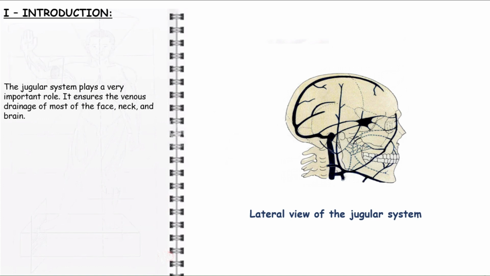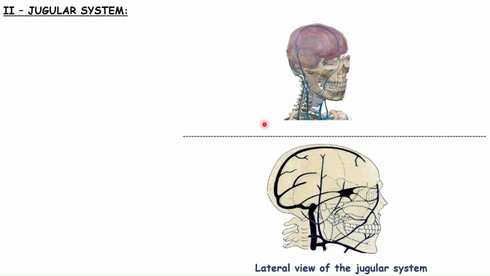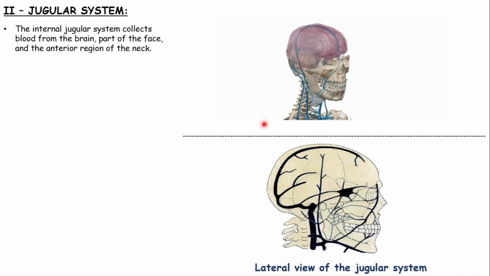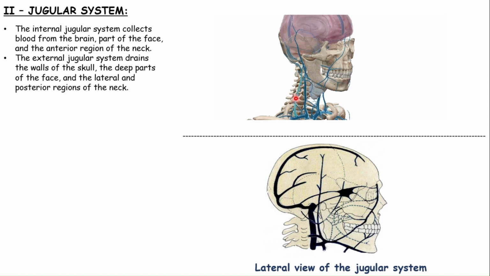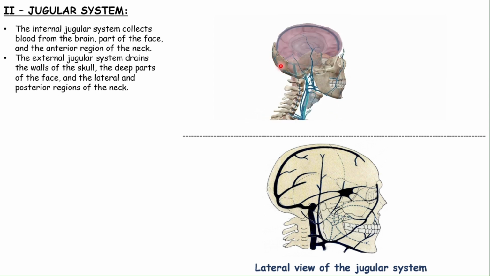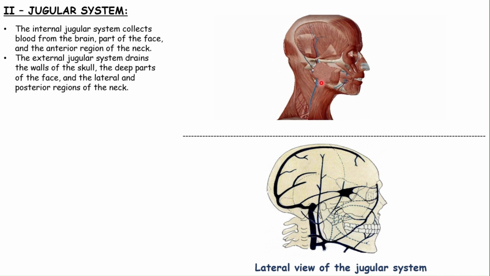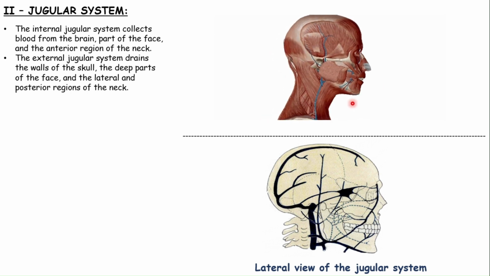The jugular system plays a very important role. It ensures the venous drainage of most of the face, neck, and brain. Let's start by detailing the descriptive anatomy of the jugular system. The internal jugular system collects blood from the brain, part of the face, and the anterior region of the neck. The external jugular system drains the walls of the skull, the deep parts of the face, and the lateral and posterior regions of the neck.